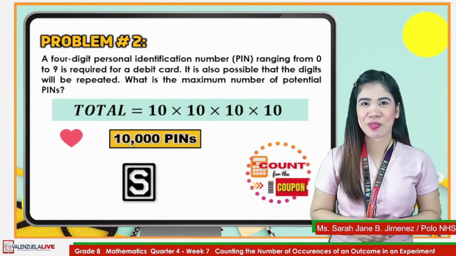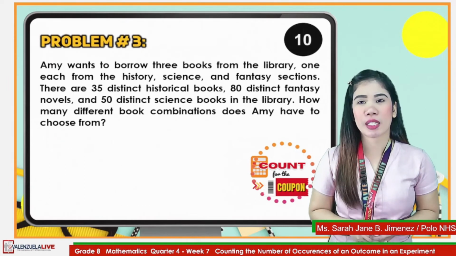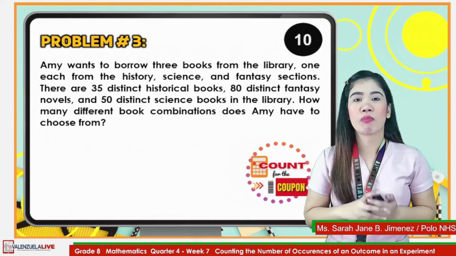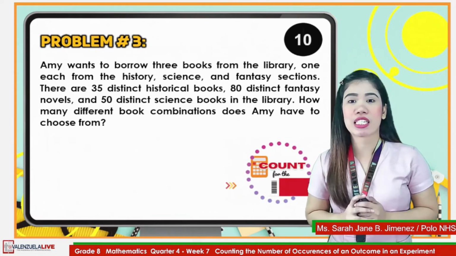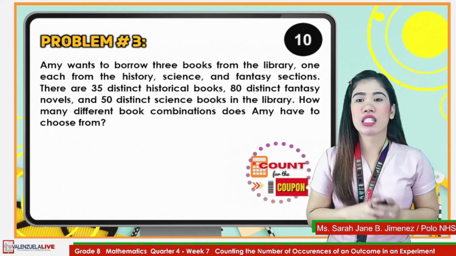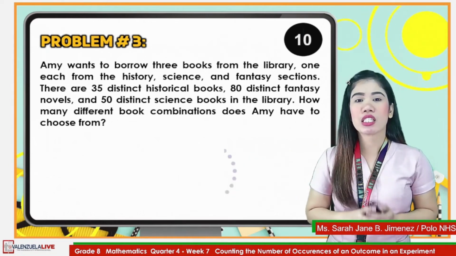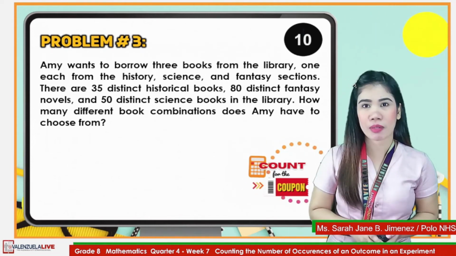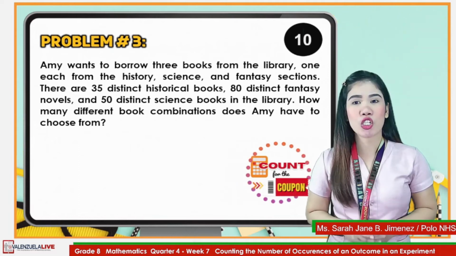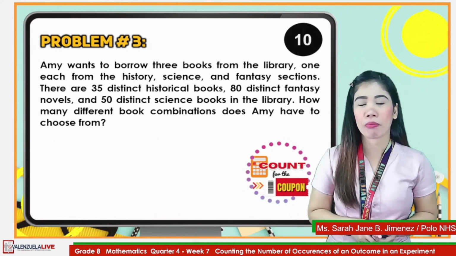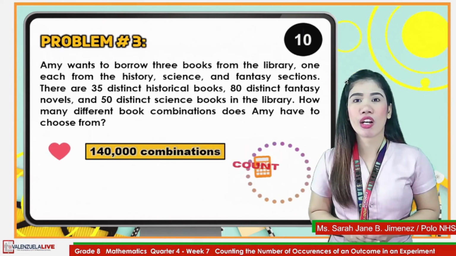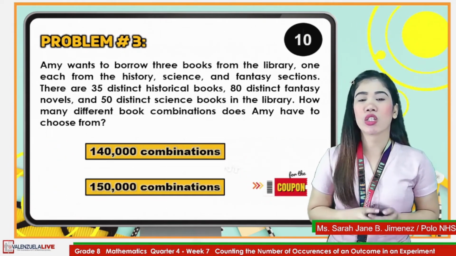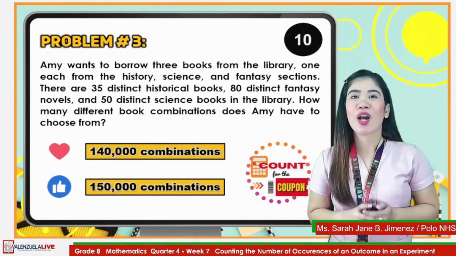Let us continue. For problem number 3, Amy wants to borrow 3 books from the library, 1 each from the history, science, and fantasy sections. There are 35 distinct historical books, 80 distinct fantasy novels, and 50 distinct science books in the library. How many different book combinations does Amy have to choose from? Click heart for 140,000 combinations or like for 150,000 combinations. 10 seconds, go!